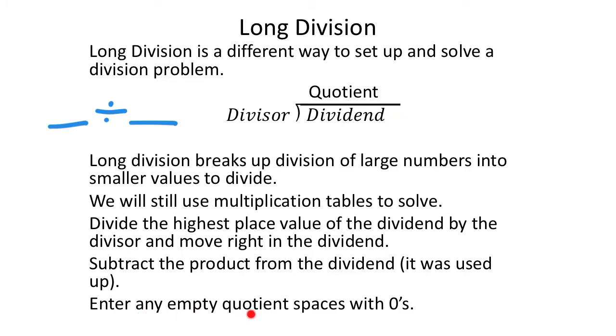So enter empty quotient spaces with 0. I recommend doing this even if the first place value is 0. Some students fail to do that, but I think it's important because it lines up the place values as we go, and then we know what place values we've used as well. Again, I feel like that was kind of a long lecture on long division, and so that may be confusing offhand. But once we see some examples, hopefully this will make more sense.